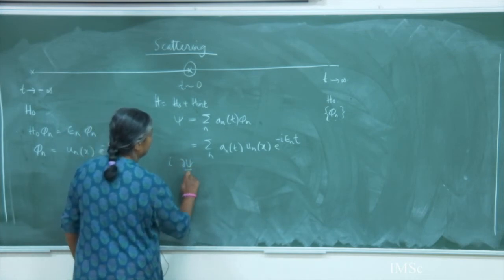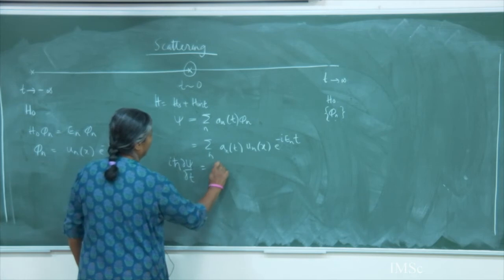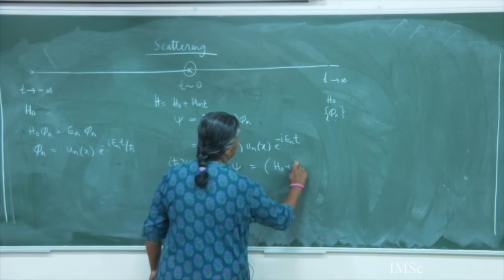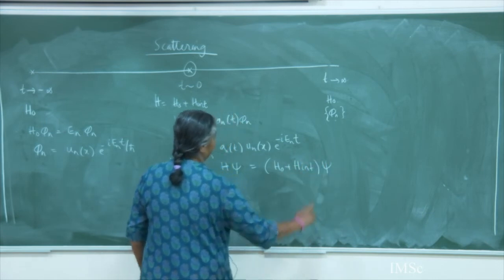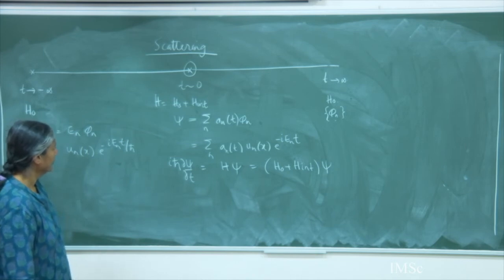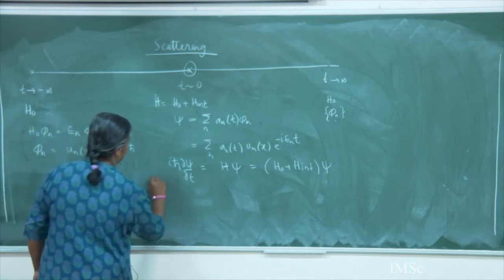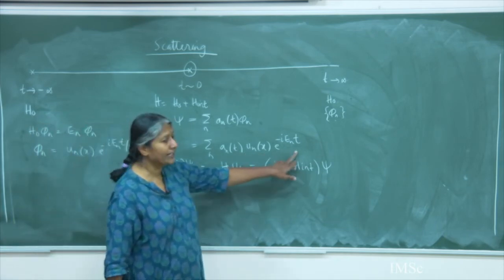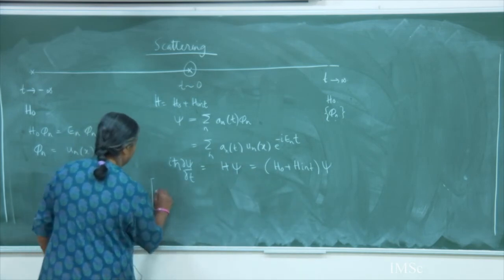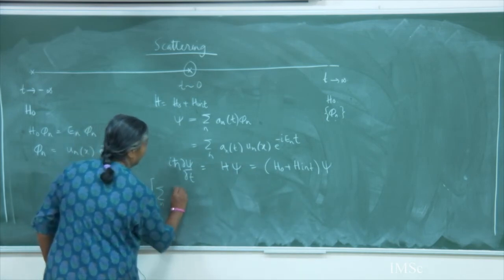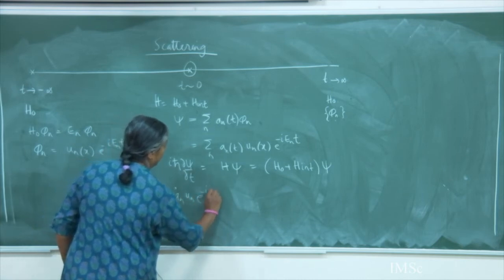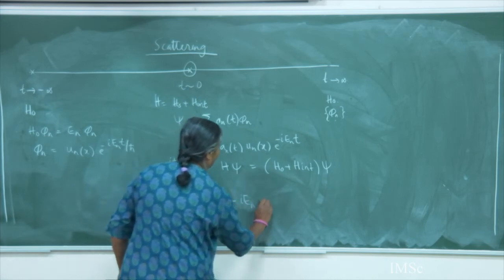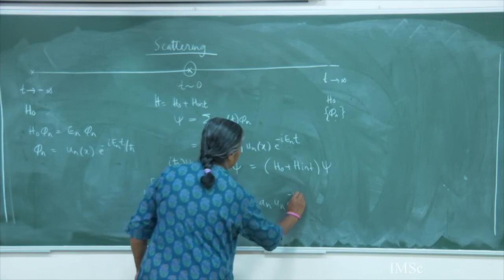So i d psi by dt, if you want, for once I will write h cross, is equal to h psi, which is h naught plus h int acting on psi. I am going to drop h cross. So what is d psi by dt? I have two terms here dependent on t, so obviously I am going to get two terms. I am going to get the sum over n of a n dot u n e to the minus i e n t, minus i e n a n u n e to the minus i e n t.